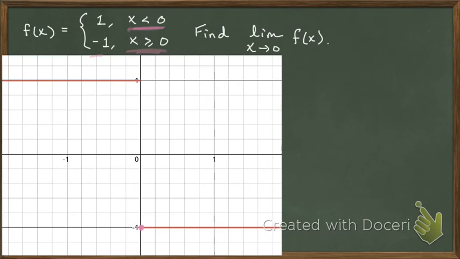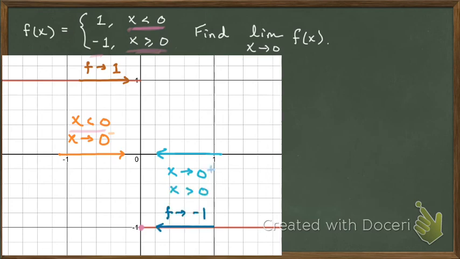Okay? So again, from the left, from the right, as x approaches 0 from the left, my x's are less than 0, my function value is 1. From the right, my x values are bigger than 0, my function value is minus 1. Okay, and that's from the definition of this piecewise function here.